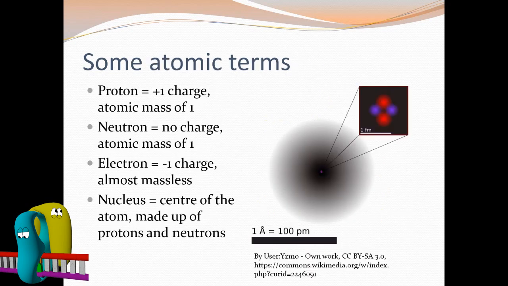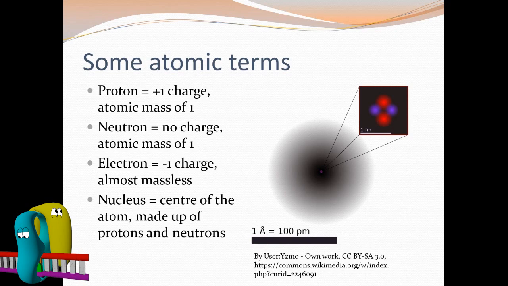So I mentioned I'd go over some of the atomic terms. Now, the proton and the neutron are the particles which make up the nucleus, which sits at the centre of the atom. The proton has a +1 electric charge and has an atomic mass of 1. And these are relative units of mass. I couldn't tell you off the top of my head what these actually represent in grams or kilograms, but if you see atomic mass, generally you'll see these units in relation to each other. So both the proton and the neutron each have a mass of 1.